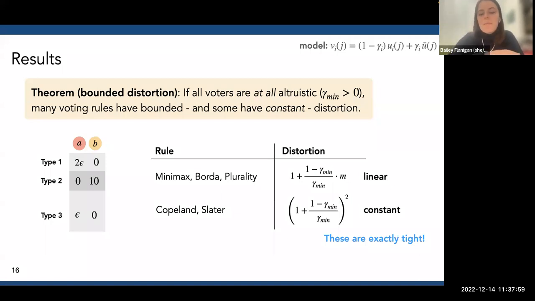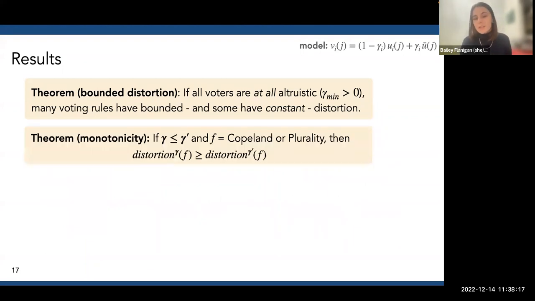But monotonicity in the minimum level of altruism is kind of weak. What we would really like to know is what's going on above the minimum, right? If we have all these people at different levels of altruism and one of them increases their level of altruism, do we still see a decrease in distortion? For some voting rules, the answer is actually yes. So we also prove this notion of monotonicity, which is exactly what I just described. And conveniently, Copeland, one of the rules that gets really good constant distortion in the previous bound, also has this property of monotonicity.